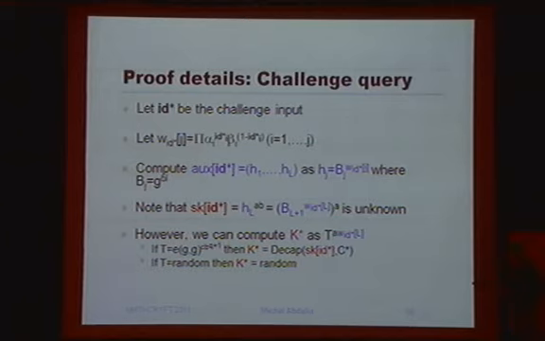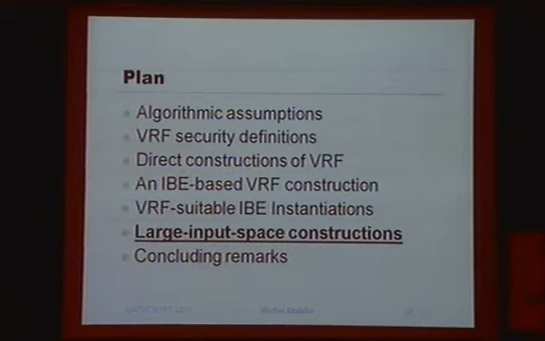So this is unknown to us. But we can still compute K star, the challenge that we're going to give to the adversary, using the input T that we received. And it's easy to see that if T has this form, then K will be equal to the decapsulation. And if T is random, so is K. So we succeeded in the challenge. Now we're almost done.